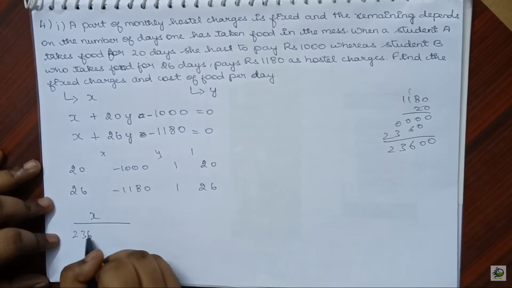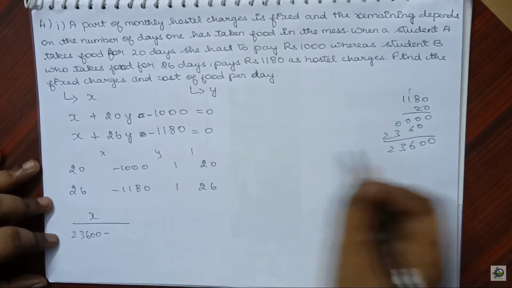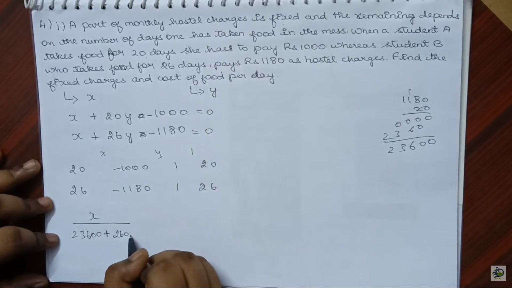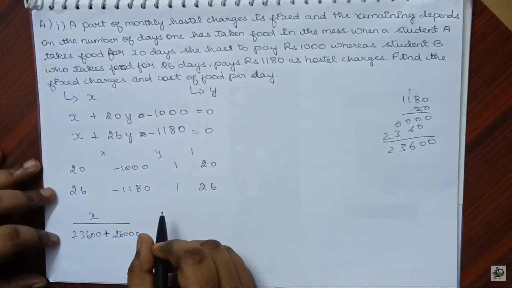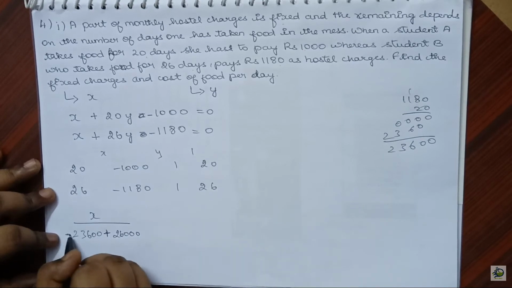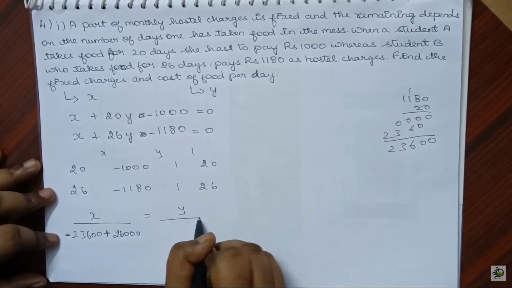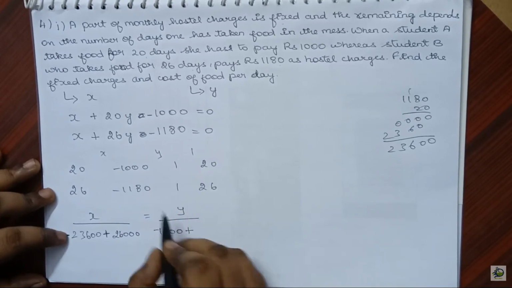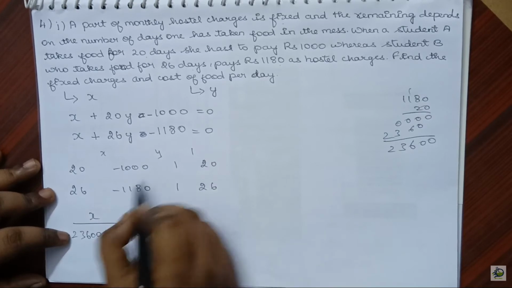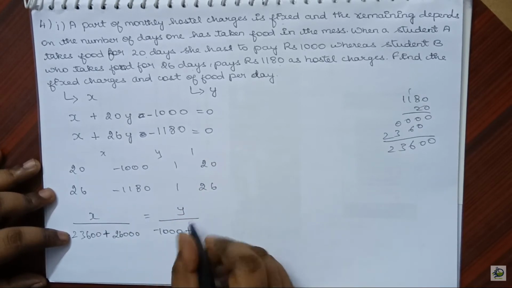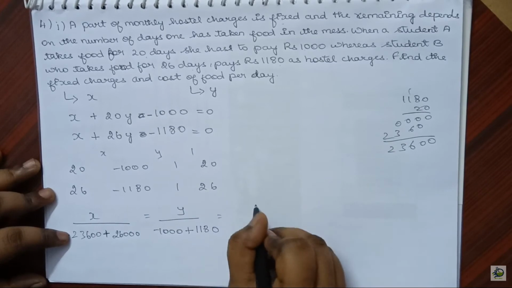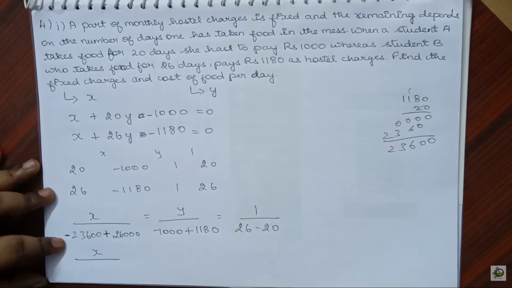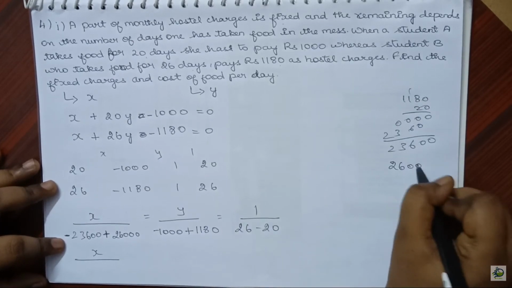23600 minus 26 into, so minus into minus will become plus. So 26000. Next is minus 23. Okay. Then y divided by minus 1000 plus, because minus into minus is plus, already we are having a minus here, and here the answer is also minus, so minus into minus plus 1180 equal to 1 divided by 26 minus 20. Now when we solve x, we have to subtract these both terms.